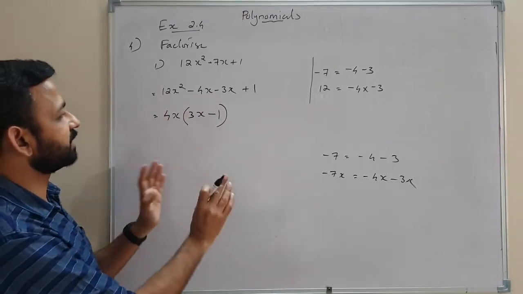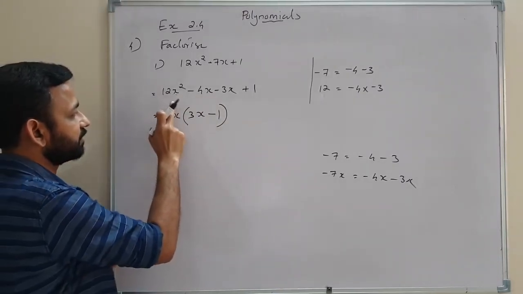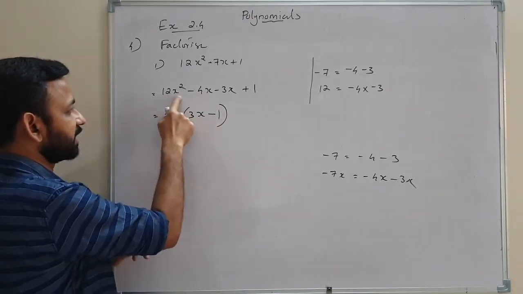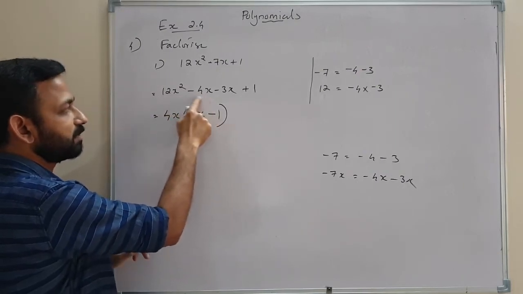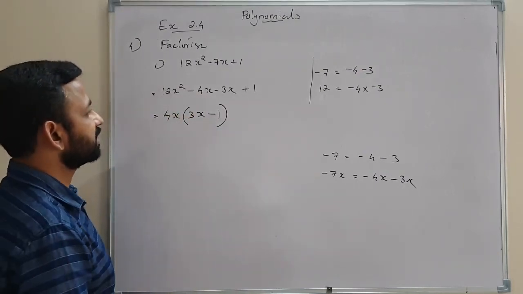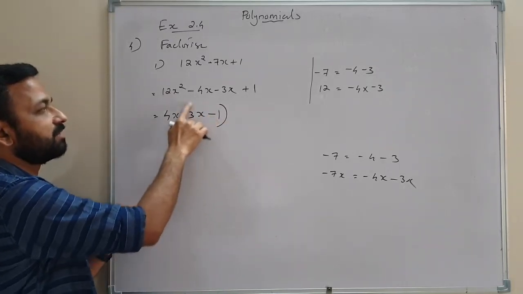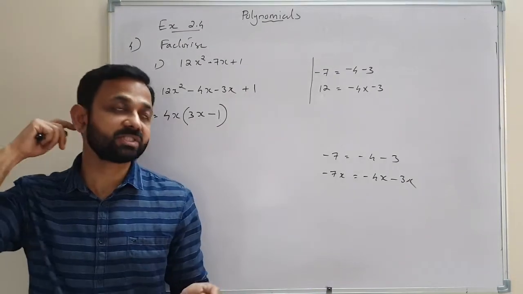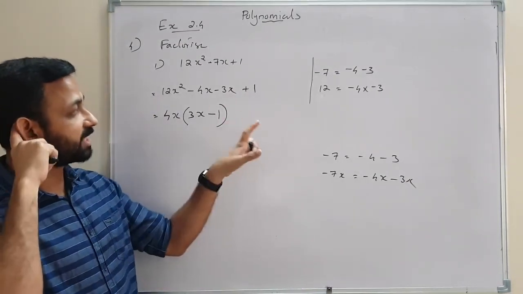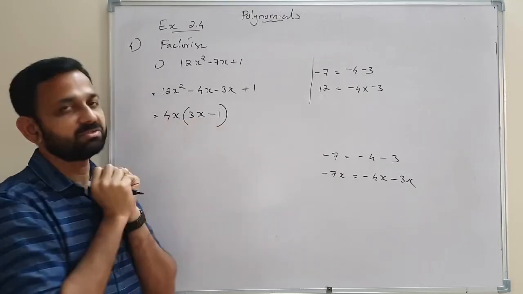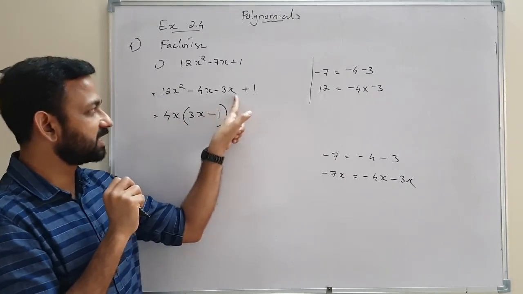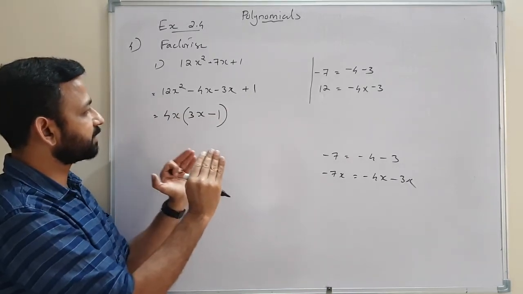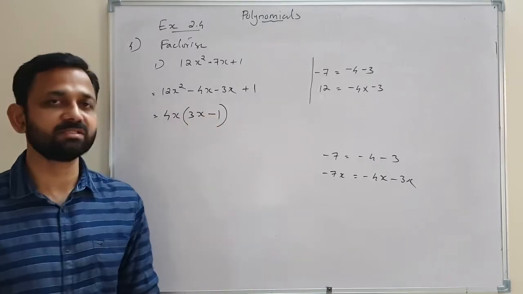After completing the bracket, you just verify whether you will get it or not. 4x into 3x, 4 into 3, 12x square, correct. 4x into minus 1, yes, minus 4x. That's correct. Then inside the bracket, we have 3x minus 1. So from the last two terms, we are going to take something outside. And when we take something outside, inside the bracket we should get 3x minus 1. So here, this is minus 3x plus 1.